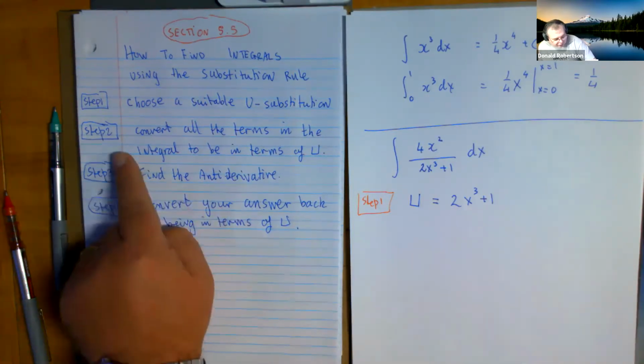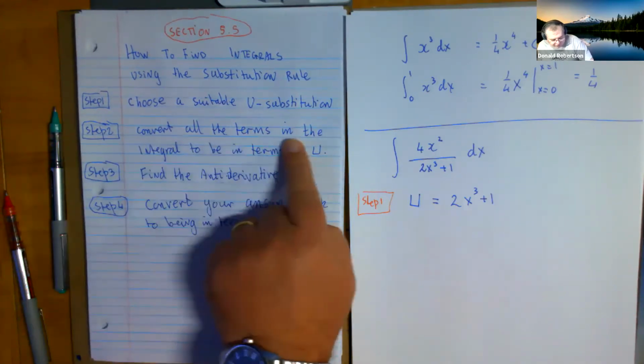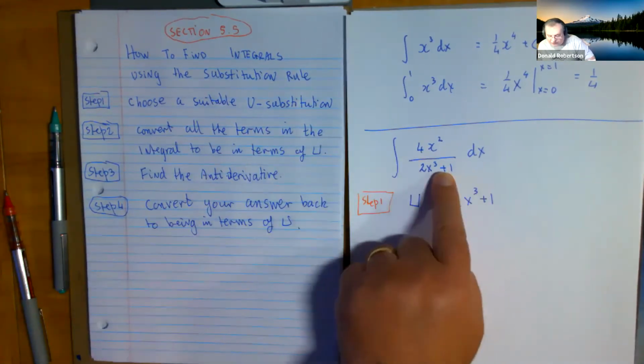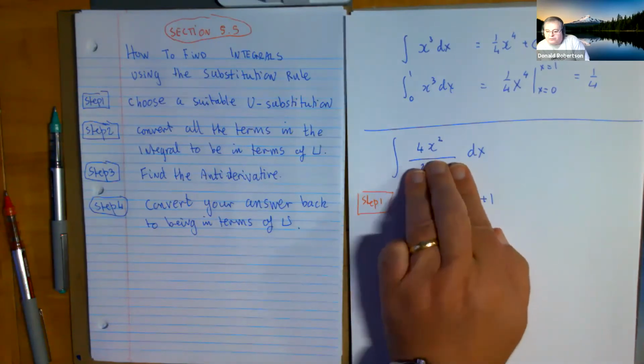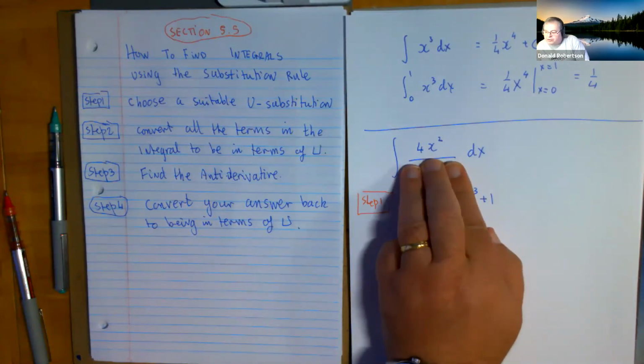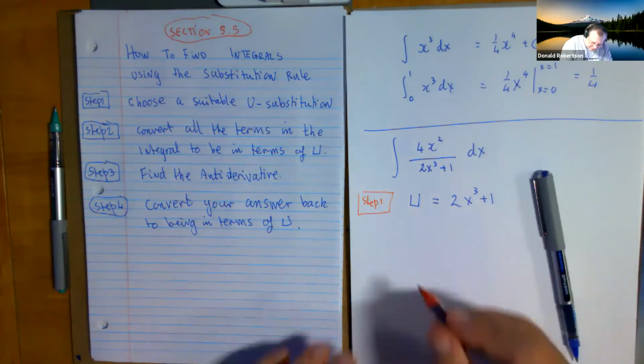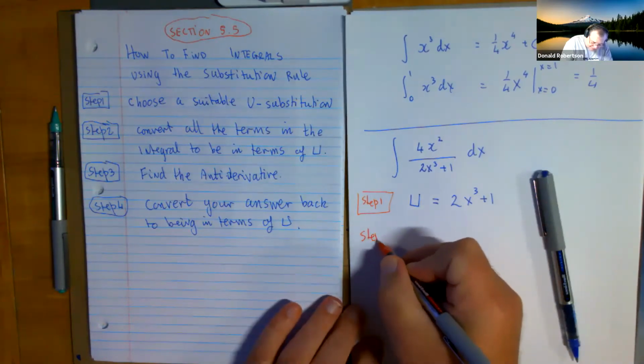Now, step 2 says, convert all of the terms, that's all of these, into U. Well, you can see there are a couple of terms that aren't going to work. Would you agree 4x squared isn't going to be able to be turned into a U, and dx isn't going to be turned into anything with a U? And that's why there is a process for making that happen.